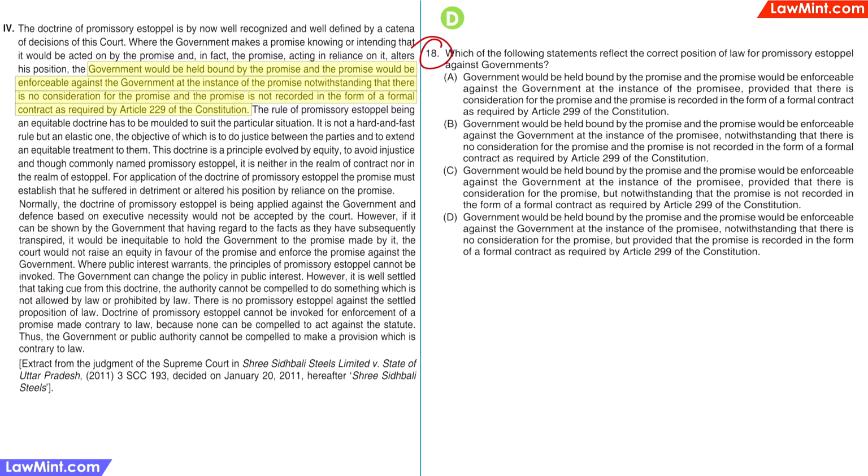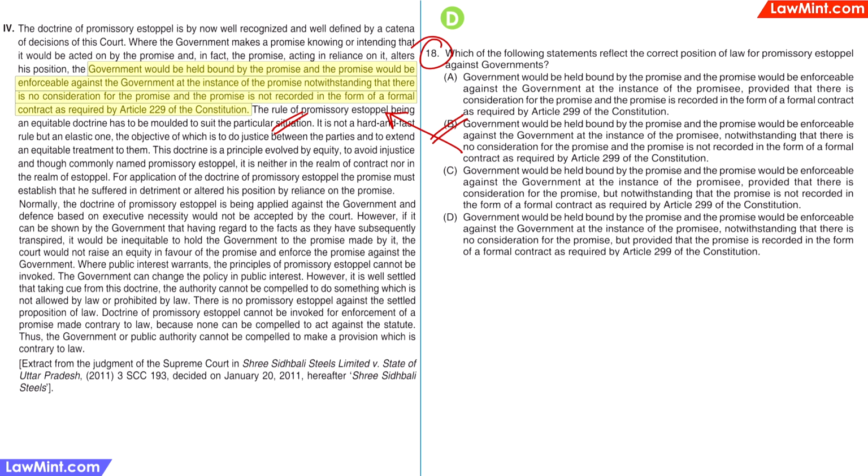Question number 18 is a direct question and a simple question. It is asking us to identify the correct statement from among the given options. The correct answer here is option B. The complete correct answer is directly mentioned in the passage. So this is an easy one.